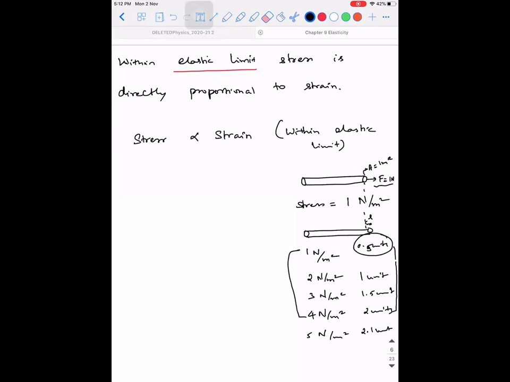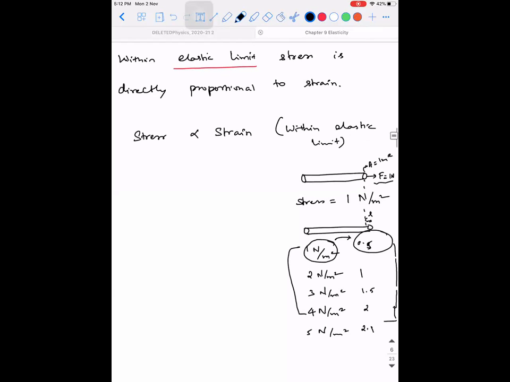strain doesn't have a unit, right? So you understood what that 0.5 unit is? 0.5 is the increase in length, the change in dimension that has taken place. I will remove this unit, because strain does not have any units associated with it. So when 1 Newton per meter square stress is applied, the strain is 0.5; then 2, 1; 3, 1.5; 4, 2.